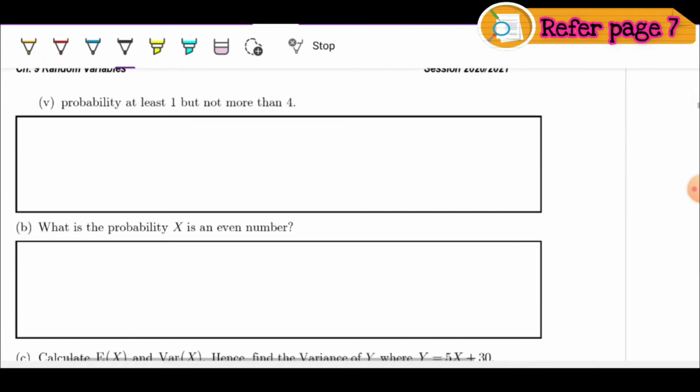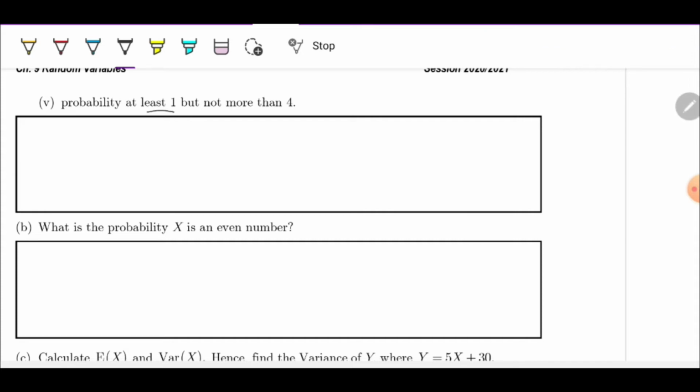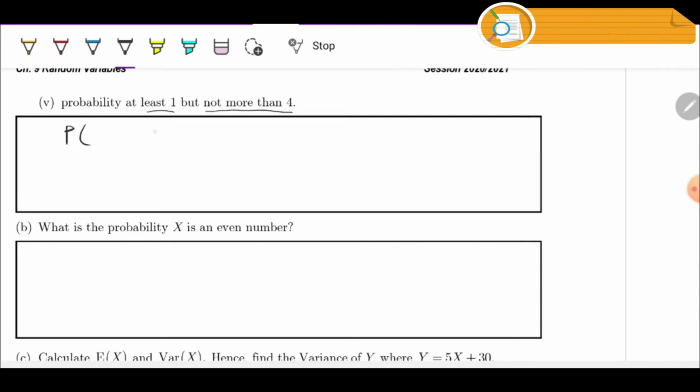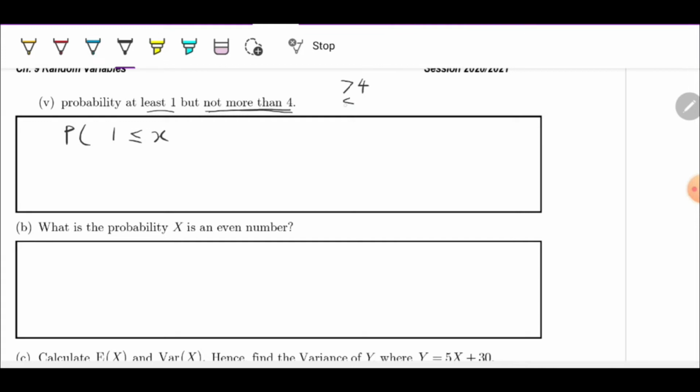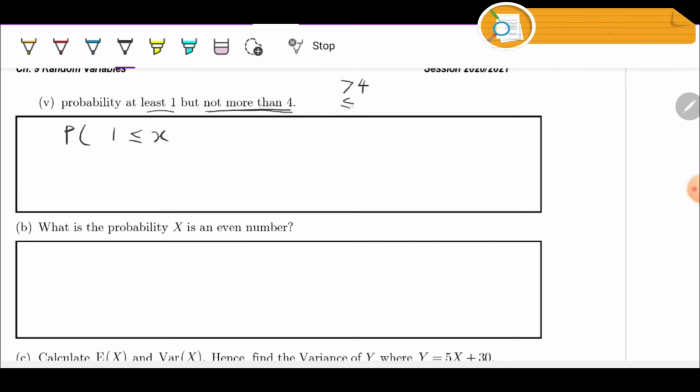Number 5. Find the probability of at least 1 but not more than 4. So the symbol is x at least 1, which means it must be greater than or equal to 1, but not more than 4. More than 4 has the symbol greater than 4, but not more than 4 has the reverse symbol, which includes 4.